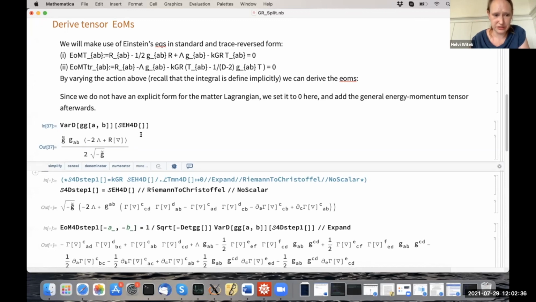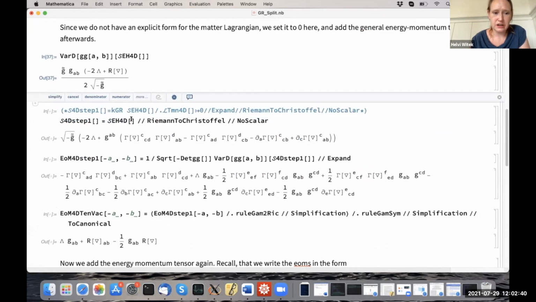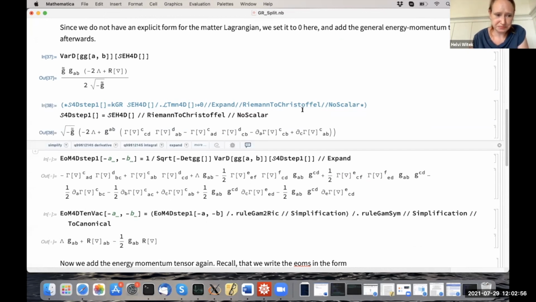So in order for it to do this variation, we actually have to say, okay, replace the Ricci scalar with its notation in Christoffel symbols. And this actually is already enough to then have the variation of the Christoffels with respect to the metric. So this is kind of this intermediate step here.